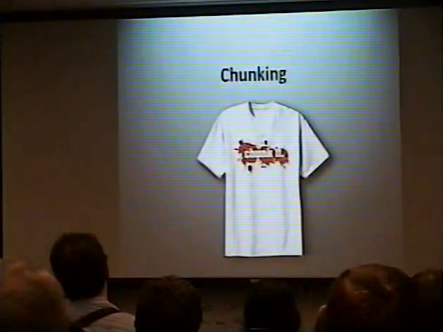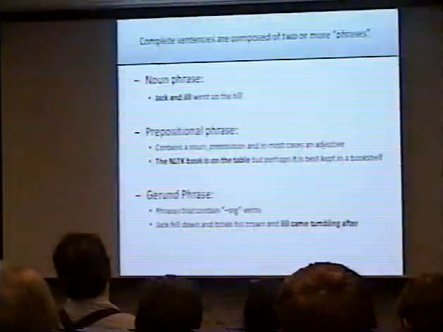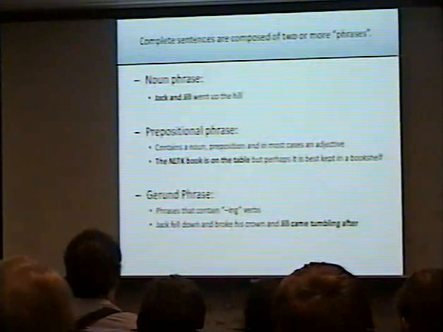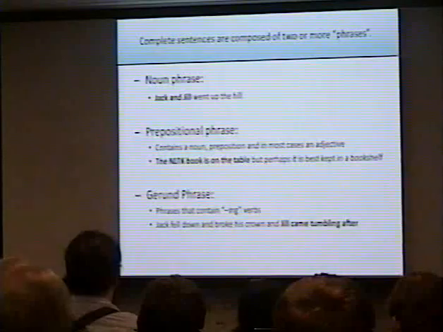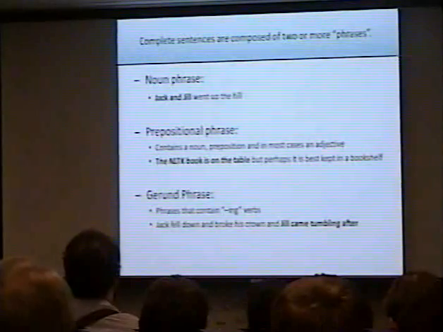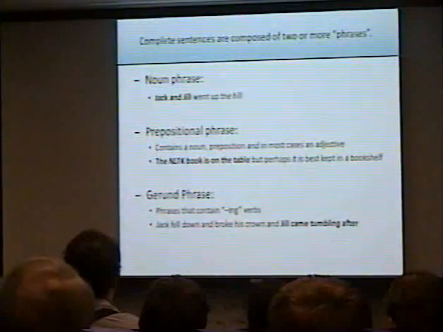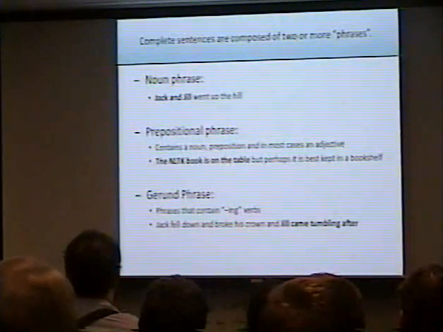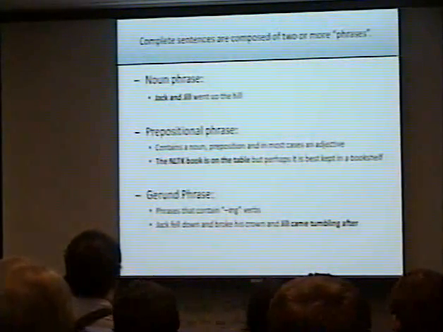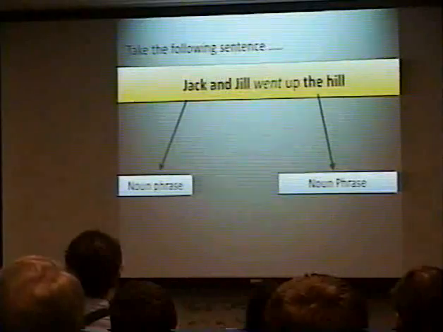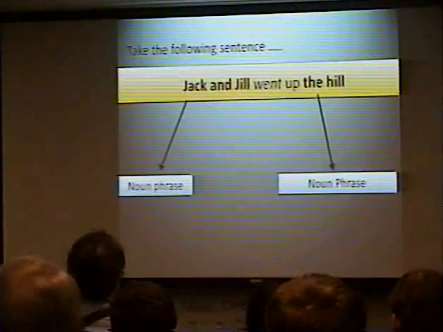Okay, so the next portion, I think this is the final one actually, is chunking text. So basically, we want to take a complete sentence and break it up into different chunks. So for here, we have the noun phrase, which is the part of the sentence that contains the noun. And this actually could be broken down even further. So a noun phrase can contain several other phrases, and it can be broken down recursively. There's also a prepositional phrase. So it usually contains a noun, preposition, sometimes adjectives. And you have a gerund phrase, the phrase that contains ing words. And so we're going to take the following sentence, Jack and Jill went up the hill.